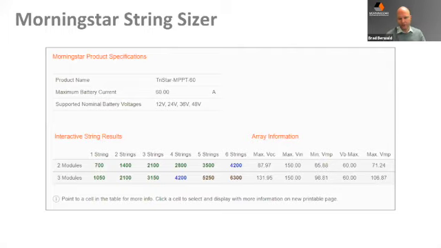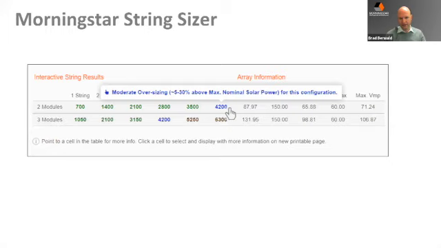So here's a quick output from our string sizer. We did a quick configuration. I believe this is about a 340 watt PV module, and you're looking at our TriStar MPPT 60, and you can hover over those different sizing configurations and you'll get notifications or alerts on if the system is sized correctly, if you're going to see diminished power during peak periods of time.